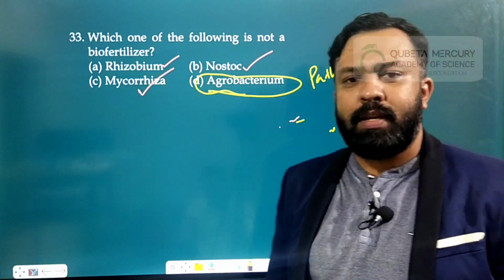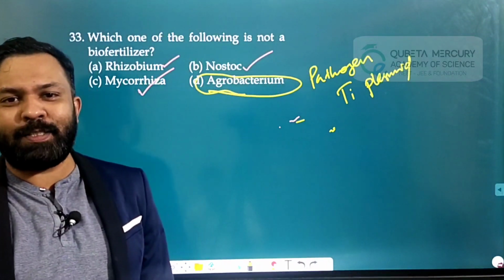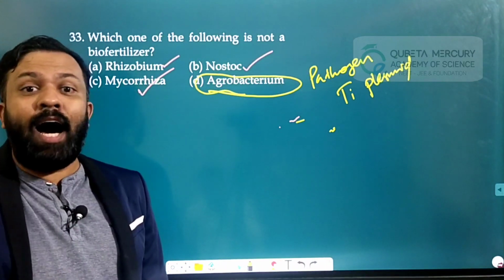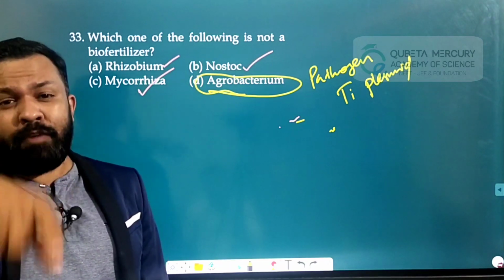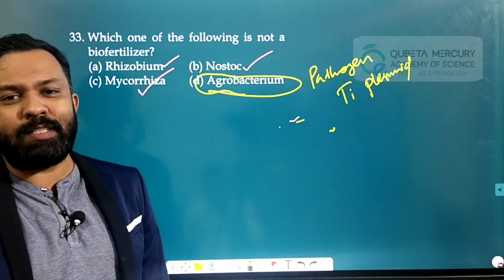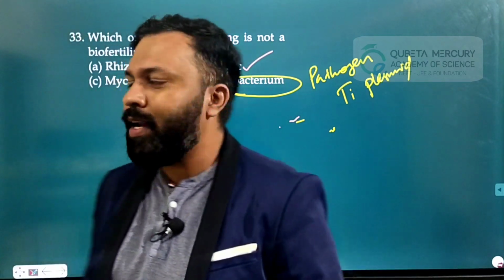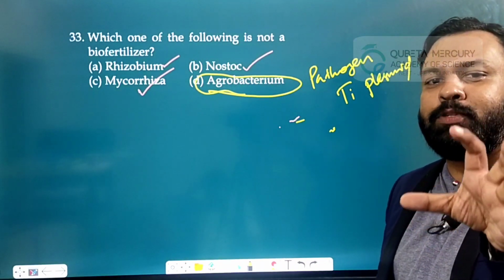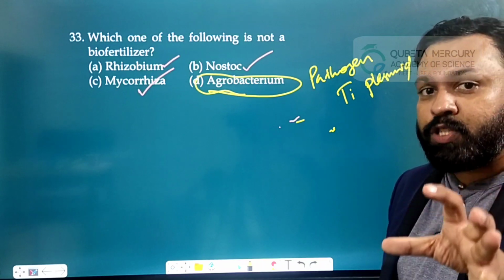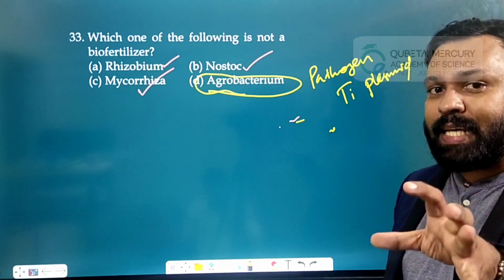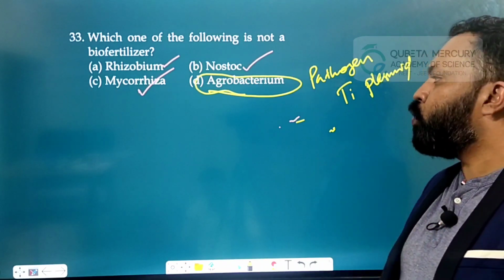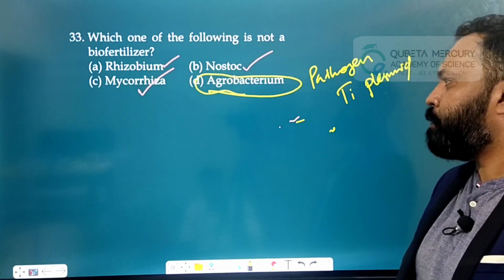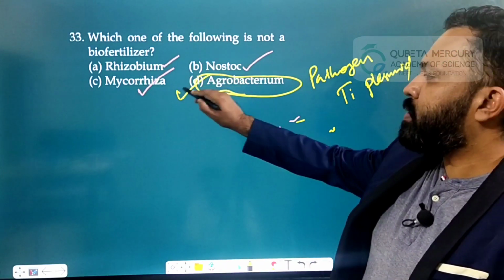That is a pathogen. A tumor-causing pathogen is Agrobacterium tumefaciens, a common soil bacterium. By disarming them, by genetically modifying them, they can be used as vectors in biotechnology, right? So the natural Agrobacterium tumefaciens is a pathogen that will cause disease, the tumor disease in roots of dicot plants. Okay, so that is the right answer.